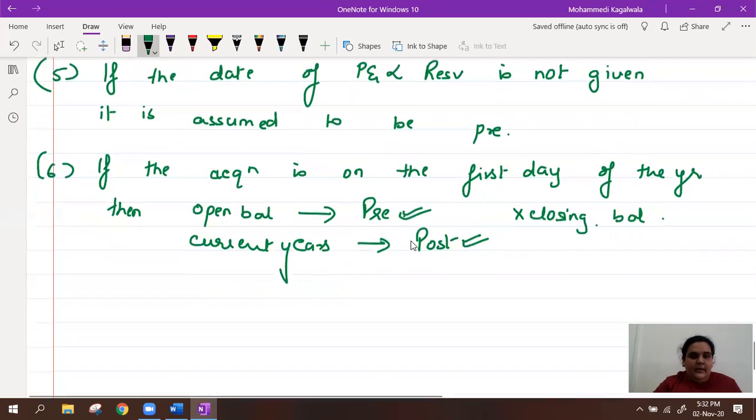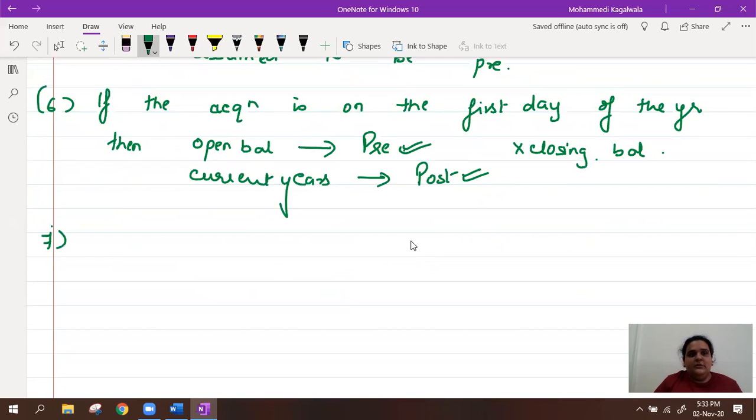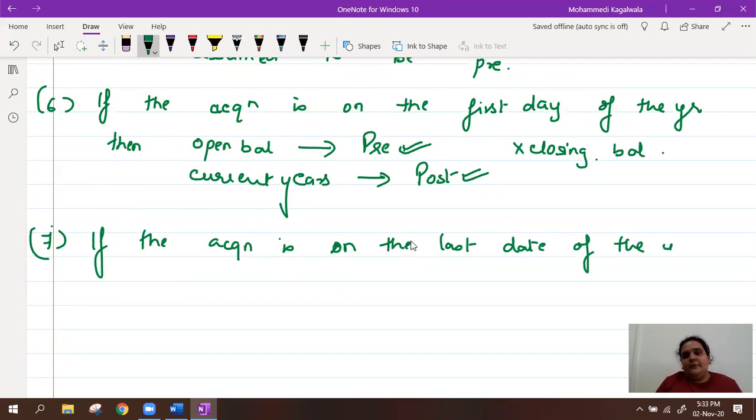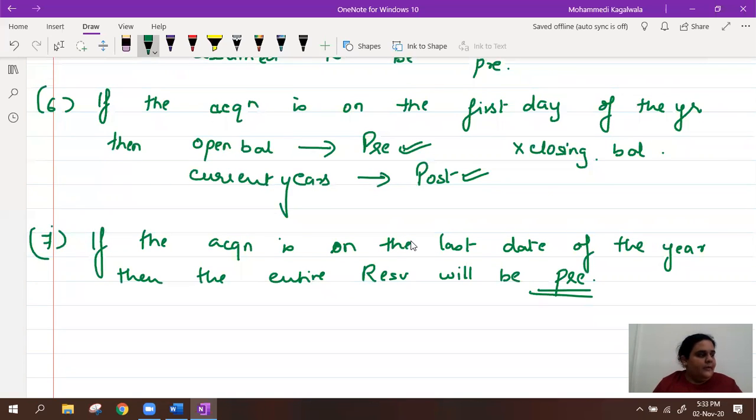Okay. And say suppose the acquisition is on the last date of the year, then the entire reserve will be pre, obviously, as it was before I came.